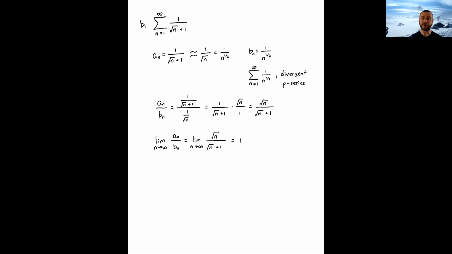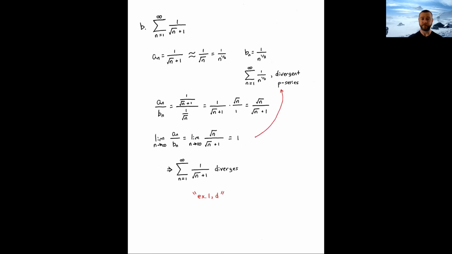This one is also an example that you can apply L'Hopital's rule to. You have an indeterminate form of type infinity over infinity, and if you apply L'Hopital's rule, you should also find you get a limit here of 1. Since this limit is non-zero, that means both infinite series have to do the same thing, both converge or both diverge. And since our comparison infinite series, the infinite series involving b sub n, diverges, our infinite series diverges as well by the limit comparison test.